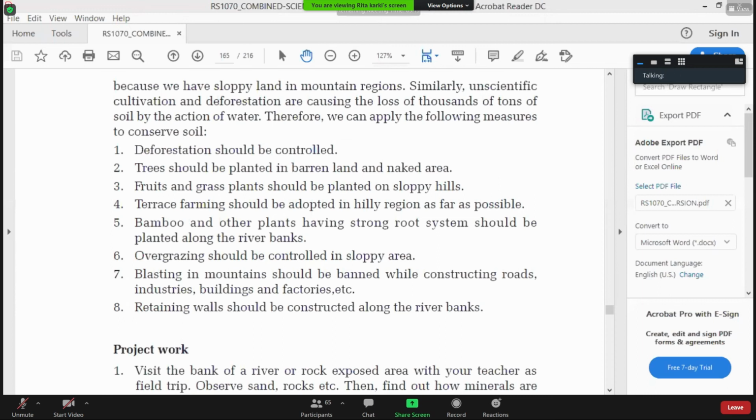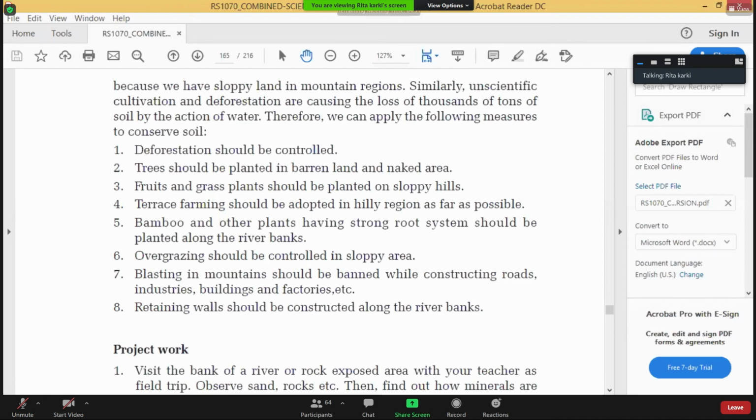So basically, to conserve the soil from erosion, the rate of deforestation that we are heading towards should be controlled to a greater extent. Not only the trees, but fruit trees, herbs, or smaller grasses can also be planted. Besides, we also construct dams.